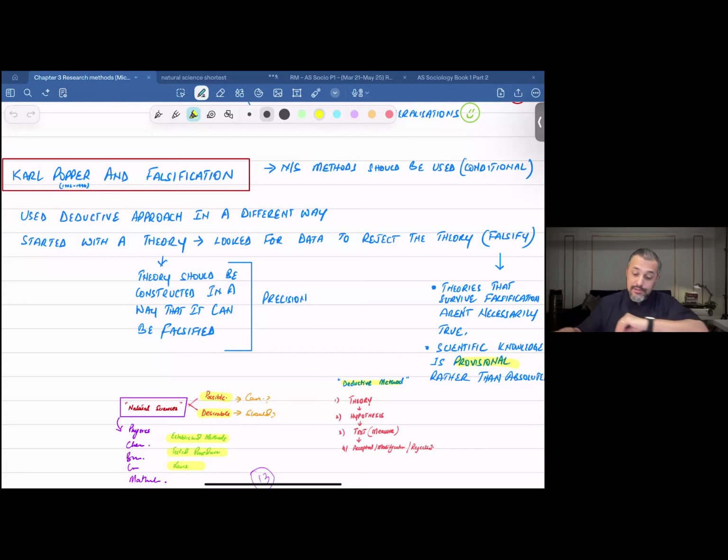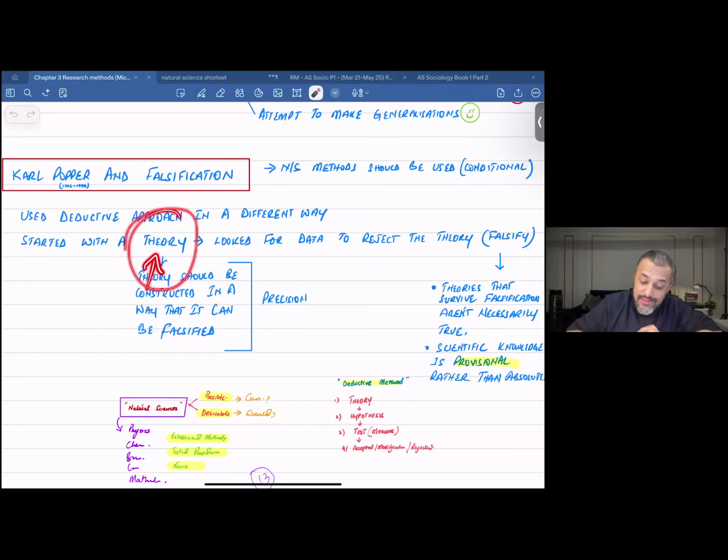I hope you understood. So, according to Popper, you start with a theory. He looked for data that rejects the theory, or in other words, he tried falsifying his theory. And according to him, theories that survive falsification aren't necessarily true. He claims scientific knowledge, if anything, is just provisional rather than absolute. It's not 100% concrete. It's not 100% correct. Yeah, I think I said what I had to.